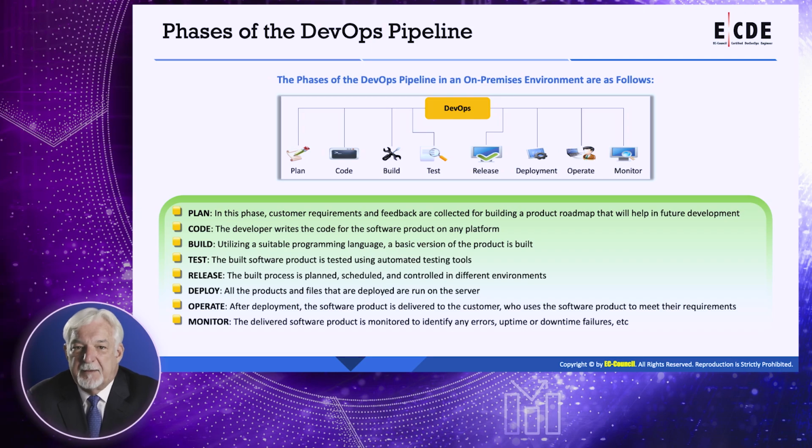Phases of the DevOps pipeline. Basically, in an on-prem environment, they're as follows. You plan, you code, you build, you test, you release, you deploy, you operate, and you monitor. So you still have these phases that you go through. They're just integrated and cycling all at the same time, pretty much. You'll have them going on collectively, if you will. So in the plan phase, customer requirements and feedback are collected for building a product roadmap that will help in future development. The developer writes the code and the software product on whatever platform they're using.